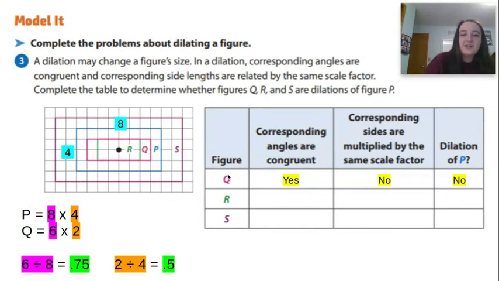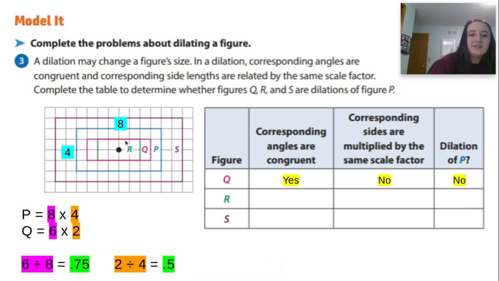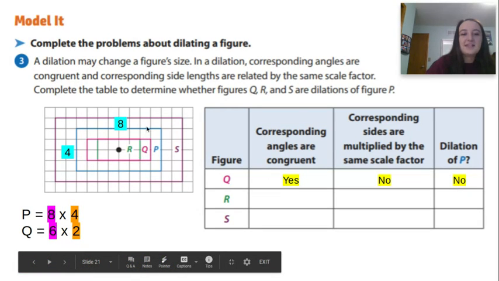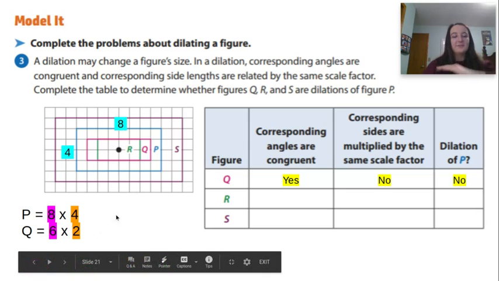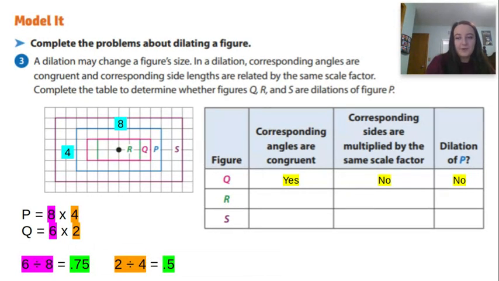And we need to figure out if figure Q, the one in pink, is a dilation. For P, we have 8 by 4, and for Q, we have 6 this way by 2. So now we need to divide to see if we get the same scale factor. We take 8 for the length of our original, and 6 for the length of our new. Remember, new divided by original, so 6 divided by 8, which equals 0.75, or 3 over 4.